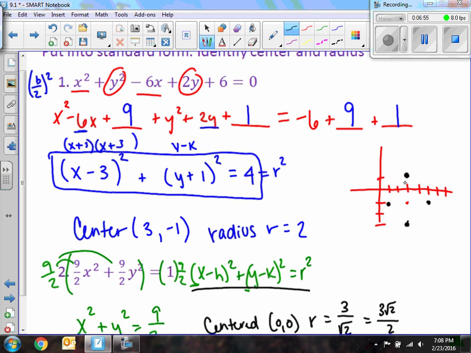And I need to just try my best, and I said try your best, to make it look as circular as possible. Obviously it's not going to be perfect.